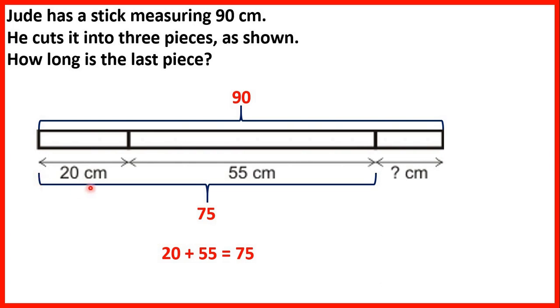So if we know these two lengths together, we can find this length here, because 75 plus whatever this is needs to equal 90. So because we have a missing number addition, we can use subtraction to find the missing value, and 90 minus 75 is 15. So that means our missing value is 15 centimeters, because 20 plus 55 plus 15 will give a total of 90 centimeters. So the last piece is 15 centimeters.